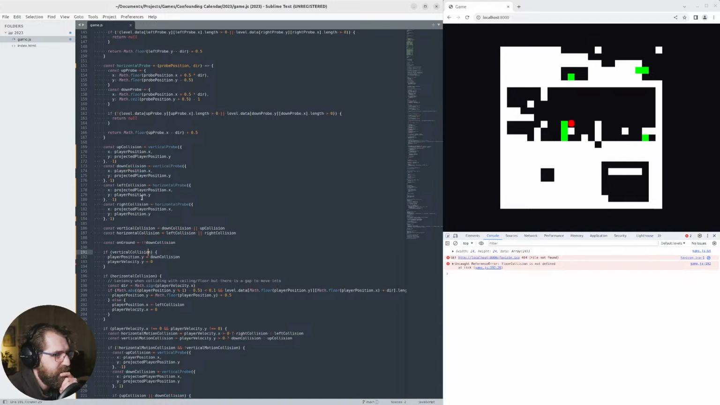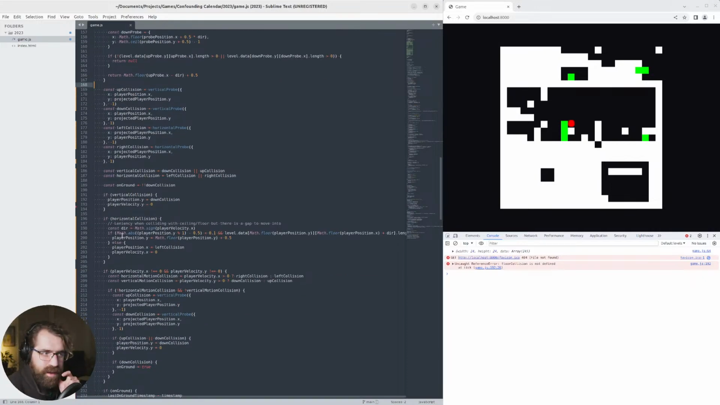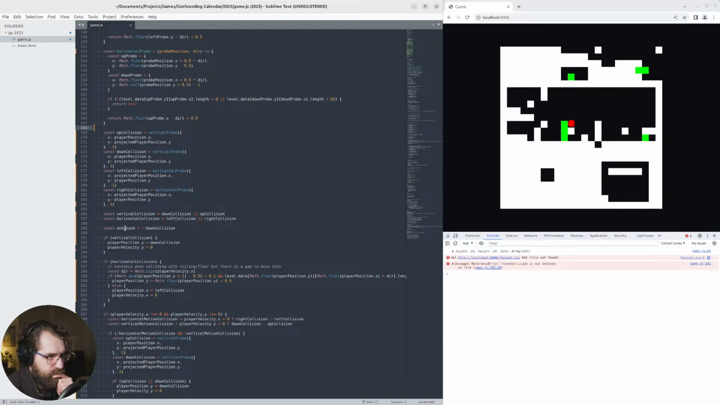Yeah, I've made a mistake thinking that it's fine. I mean, why don't I just do if vertical collision, and then if... wait, what? If either of them is true, then we do want to set that to 0, but we want to set that to the number. Oh, this is super awkward.